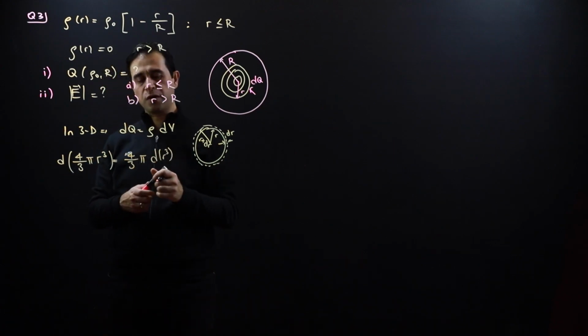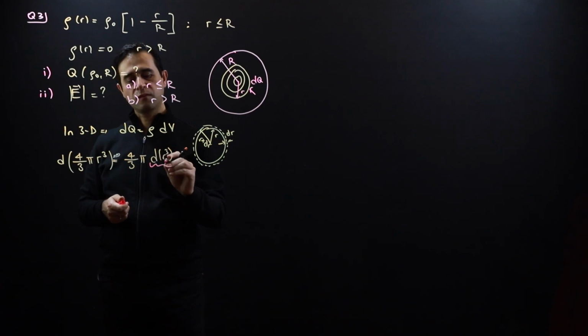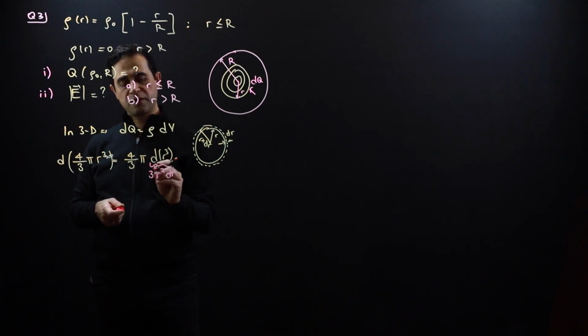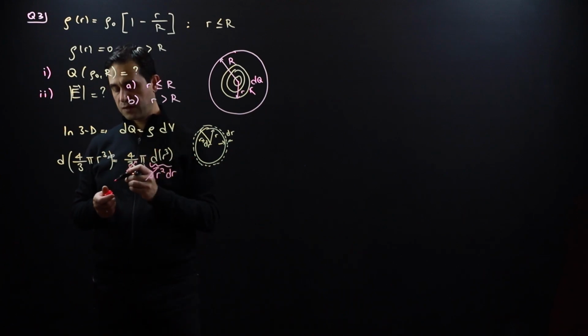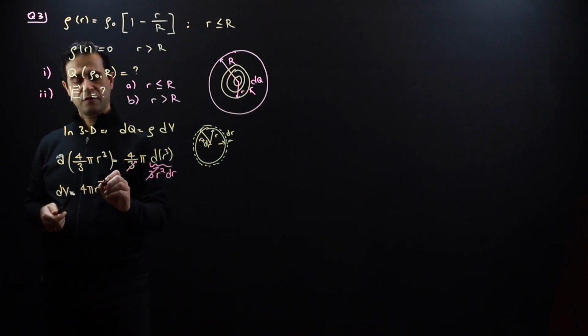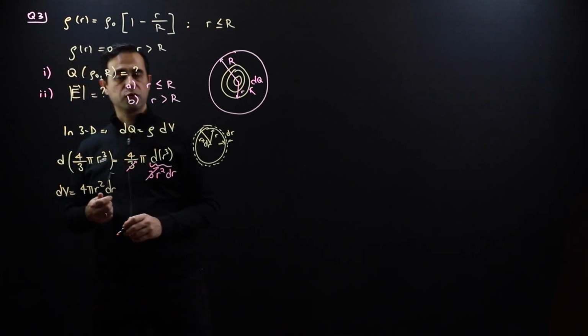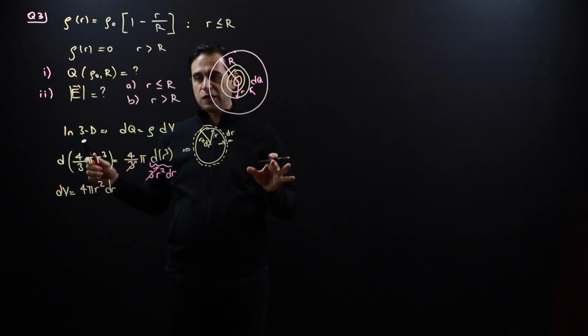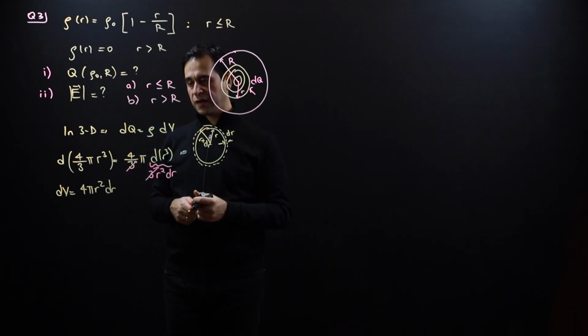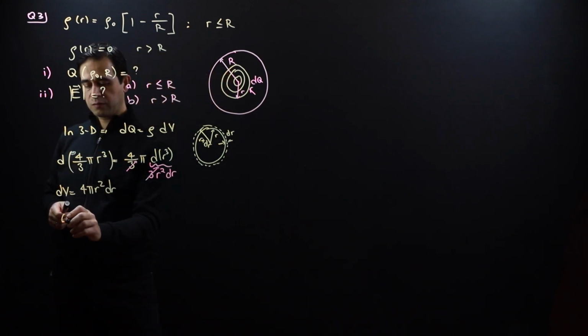And this is nothing but 3 times r squared times dr. And this 3 and that 3 cancel each other, and you get dv equal to 4 pi r squared dr. Okay, so we are more or less done. We know what rho is, and we know what dv is. And how are we going to get Q?